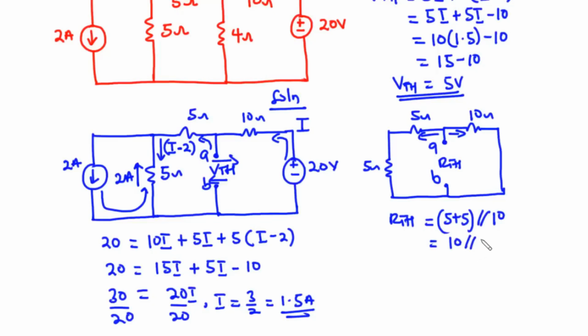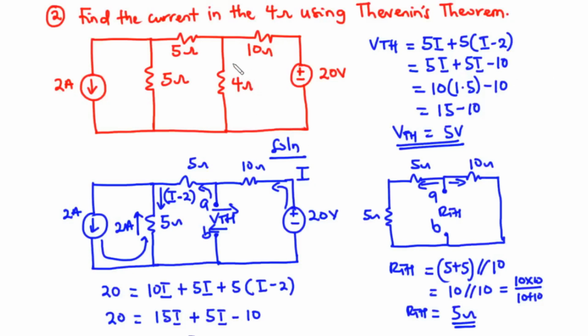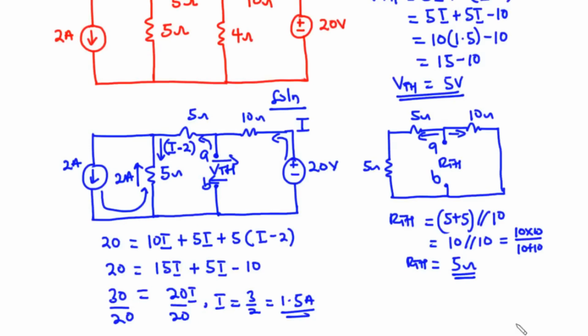So this becomes 10 parallel 10. When two resistors of the same value are parallel to each other, then the resultant is half their value. So 10 parallel 10 is equal to 5. We have RTH equal to 5. If you have 10 times 10 divided by 10 plus 10, 10 times 10 is 100 divided by 20, and it is 5. So we have RTH to be 5 ohms.